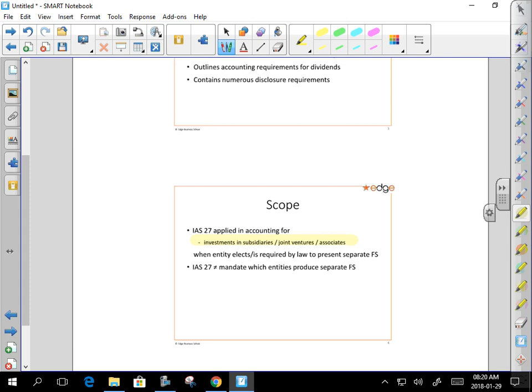Obviously, the scope of the standard includes subs, JVs, and associates. Okay. Just take note, joint operations are not part of this. Okay. So JOs, so a joint arrangement that is a joint operation, all right, is not accounted for in terms of IAS27.